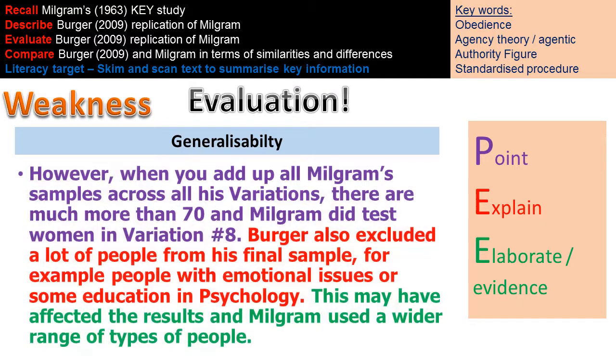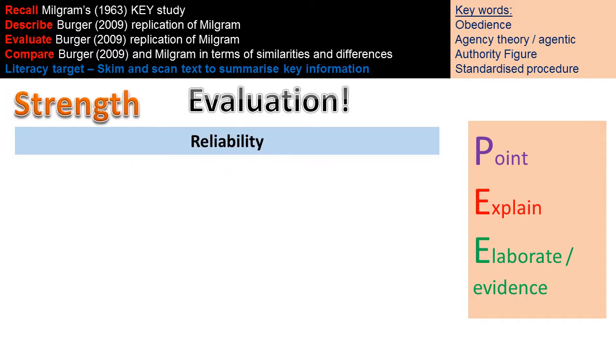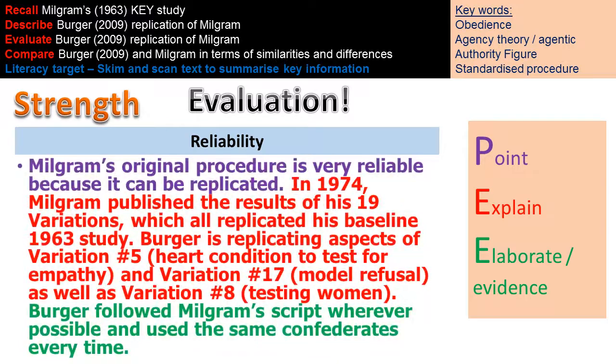However, you need to be really careful when you mention this, because if you actually add up all of Milgram's variation studies, he had a lot more than 70 participants, and he did actually test women in variation number 8. We could also argue that Berger excluded people from his sample, so people who'd studied psychology or had emotional issues, and actually this could have been what affected the results, because Milgram used a wider range of different types of people. Now, Milgram's original procedure is obviously very reliable because it can be replicated.